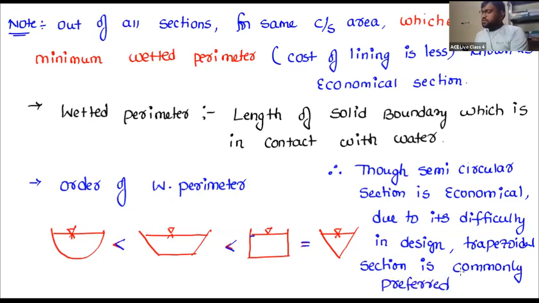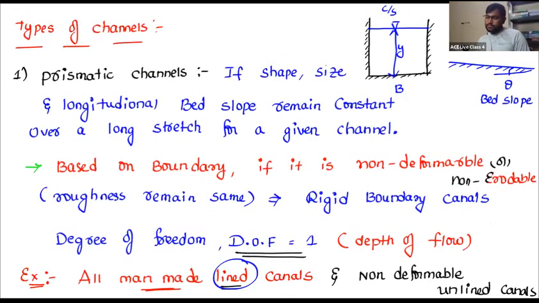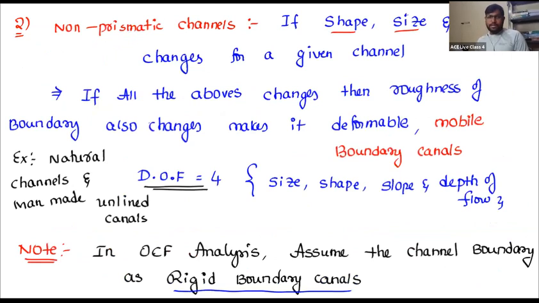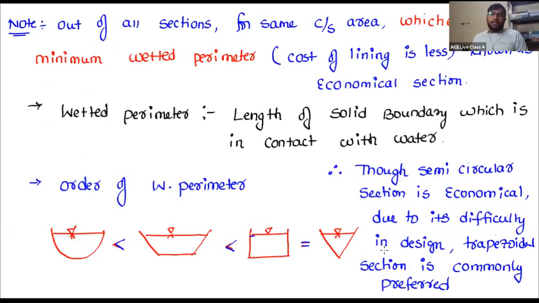Okay, so that's about the types of cross sections, the types of channels. Out of these channels, I told you which type of canals we are going to take. Rigid boundary: if I take rigid boundary, that's going to be prismatic only, and then the shapes of the cross sections we are going to use, and the conclusion points for those. All these things are previous ESE questions. Once we start the previous ESE questions, you can understand all these. All these options are much better.